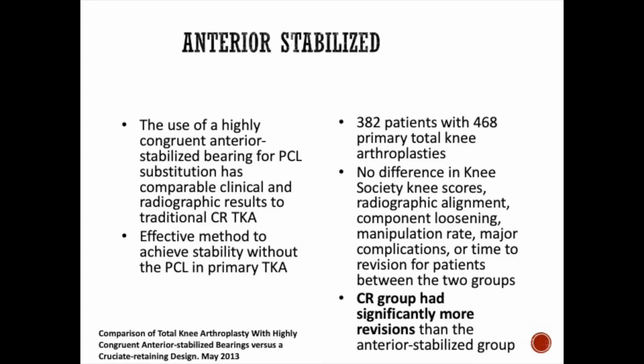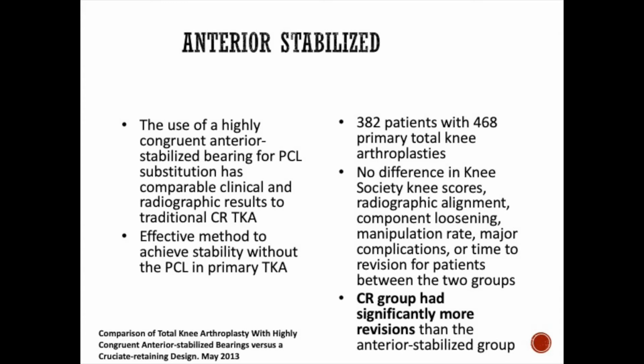An anterior stabilized knee is the use of a highly congruent anterior stabilized bearing for the posterior cruciate ligament substitution. So it's just like a posterior stabilized knee, but instead of cutting a box and having a post and cam mechanism, you have a fully congruent polyethylene with a large anterior lip that prevents that translation, and it keeps the femur more stabilized. The big disadvantage is it doesn't allow for as much femoral rollback.